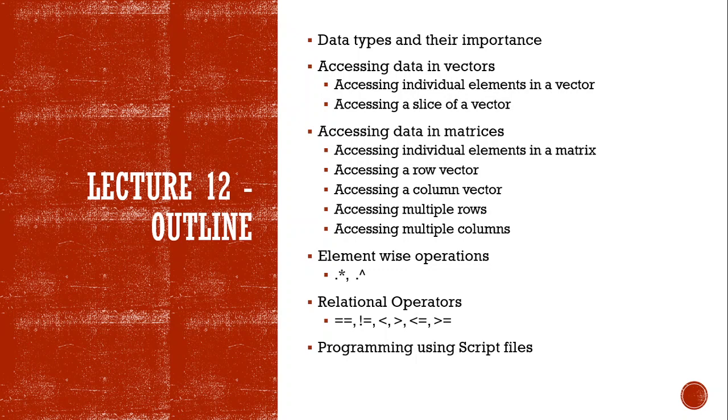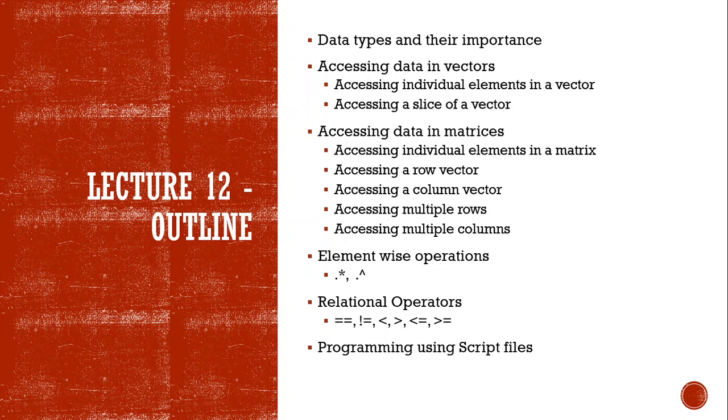We have talked about multiplication, exponentiation, subtraction, divisions, and all these things. Today we are going to look at element-wise arithmetic operations. So we'll see what is the difference between normal multiplication of two vectors and the element-wise multiplication of two vectors. And similarly, we look at the element-wise exponentiation of vectors and matrices.